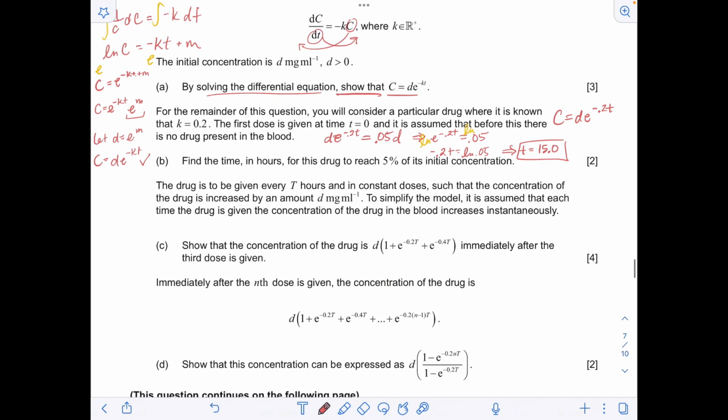Moving on, the drug is to be given every capital T hours in constant doses such that the concentration of the drug is increased by an amount of D milligrams per milliliter. To simplify this model, it's assumed that each time the drug is given, the concentration of the drug in the blood increases instantaneously. We're asked to show that the concentration of the drug is D times this expression immediately after the third dose is given. So we're going to try to arrive at an answer that looks like this. We're looking for the concentration immediately after the third dose is given.